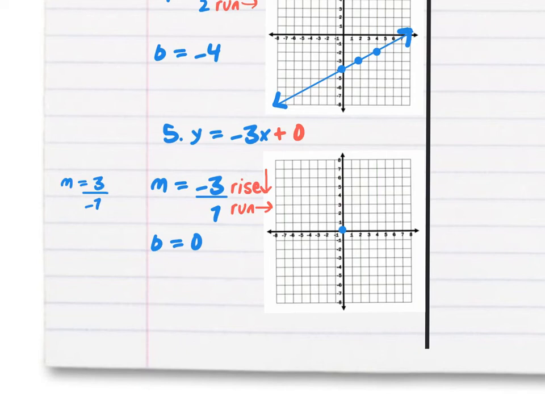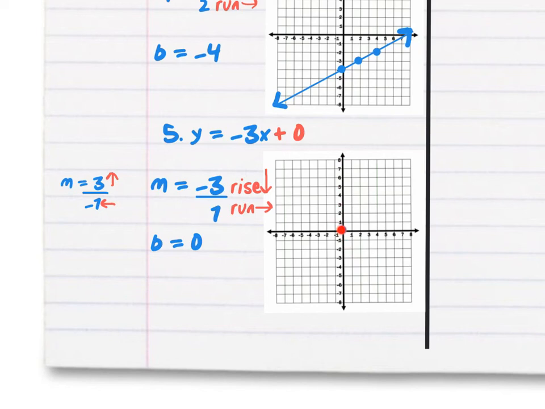Sometimes kids ask, when do we know to put the negative on top or on the bottom? It doesn't really matter which one you choose to be negative. I wrote it here where now 3 is positive and 1 is negative. It's still -3, but now our rise is positive. If we were to use this fraction, we would go up 3, and our run is negative, so we'd go to the left 1. I'm going to show you that it's still going to fall on the same line.